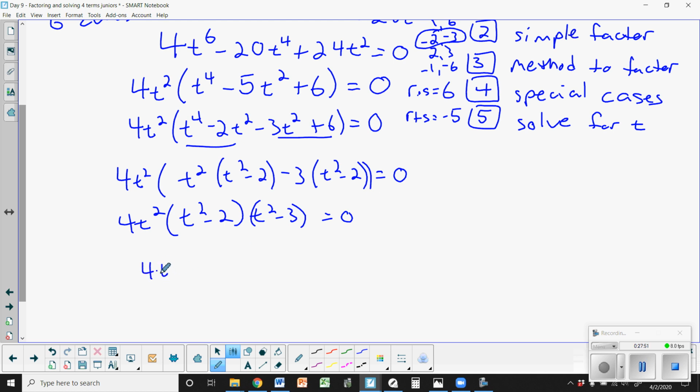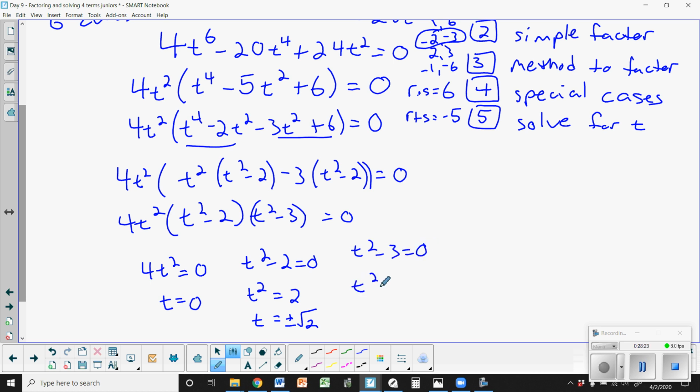So t squared equals 0. That's just 0, so t equals 0, and this is repetitive, so that happens twice. And then we have t squared minus 2 equals 0. Definition of square roots: t equals plus or minus square root of 2. And then we have t squared minus 3 equals 0. t squared equals positive 3. t equals plus or minus square root of 3.